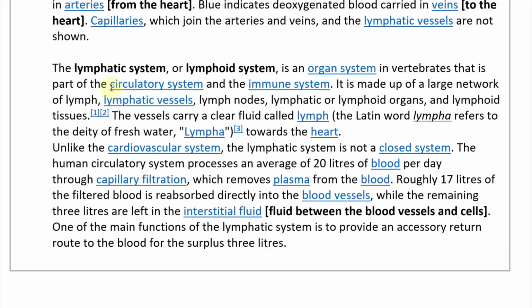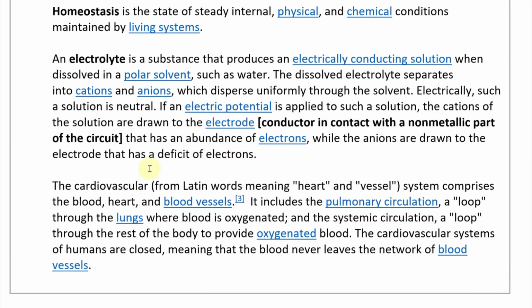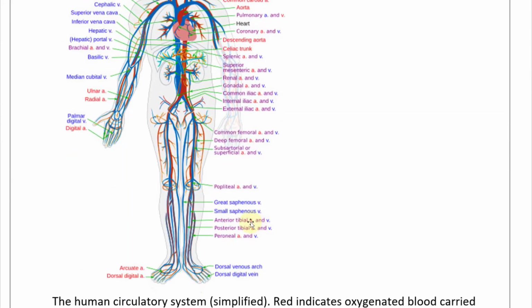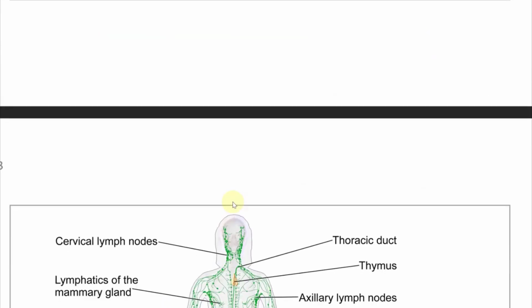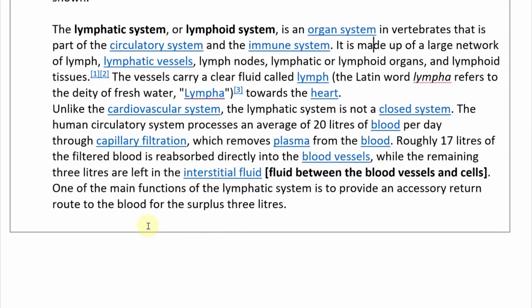So technically, it's still all part of the circulatory system. But the cardiovascular one is specifically the closed loop of the heart, lungs, and blood. So that is the blood, heart, and blood vessels, excluding the lymph, which is all around. And those provide an accessory route, or an extra return route, to the blood for the extra 3 liters.